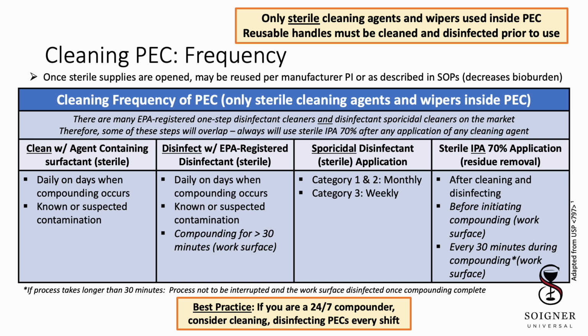Then, after that, we follow up by using IPA 70%, isopropyl alcohol 70%, to remove any residues left behind by the cleaning agents. A sporicidal disinfectant will be used at a minimum on the entire interior of the PEC monthly for Category 1 and 2, and weekly for Category 3 compounding.